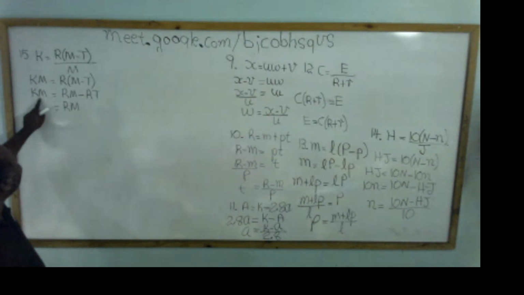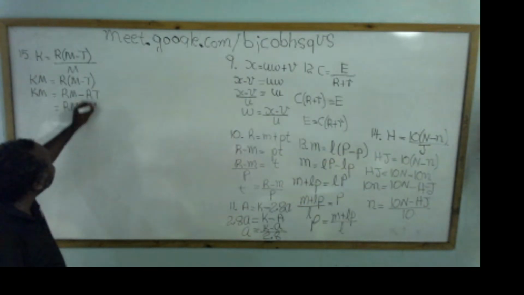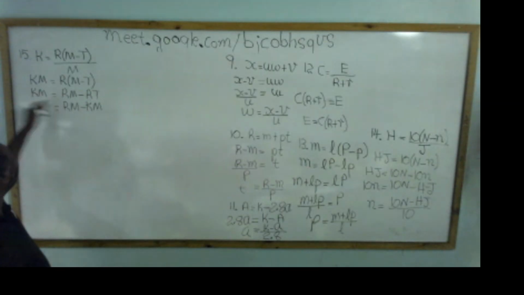Eliminate Km from this side by subtraction and eliminate RT from this side by addition. A positive RT right there.